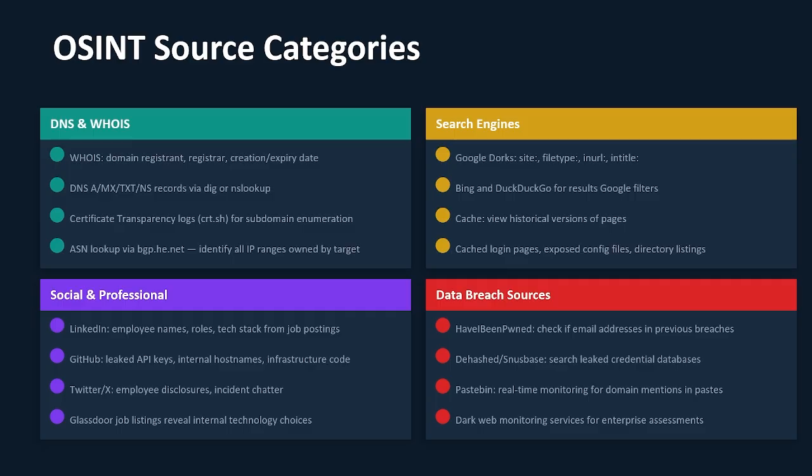Again, I mentioned the ASN lookup through bgp.he.net. So ASNs would allow you to see what network or what IP ranges are assigned to that particular environment.